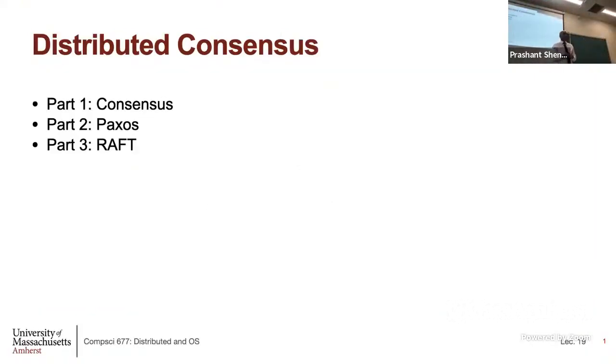Okay, so let's get started. We are going to continue our discussion from last time on fault tolerance, and today we look at the problem of consensus, specifically in distributed settings. I will talk about what consensus is first of all, and then most of the lecture is going to focus on two very popular methods to achieve distributed consensus. One is called Paxos and the other is called Raft.